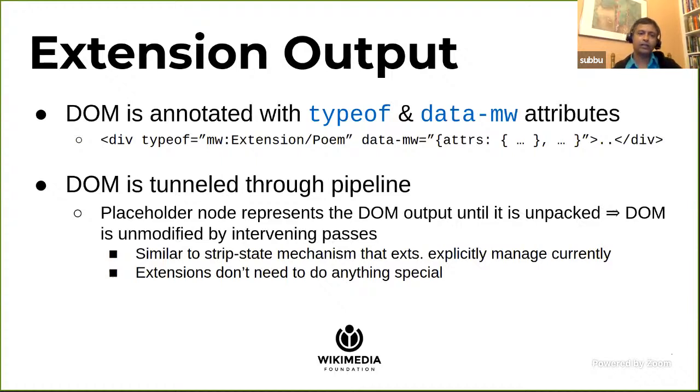The other part to note is that the DOM that your extension returns is tunneled through the pipeline automatically. What this means is that in place of your DOM, we take a placeholder node that participates in things like paragraph wrapping, list handling, and so on. But the actual DOM is unmodified by intervening passes. This is very similar to the strip state mechanism that extensions currently use to explicitly manage this process. So in Parsoid, you don't need to do anything special. Parsoid takes care of this for you, for all extensions.